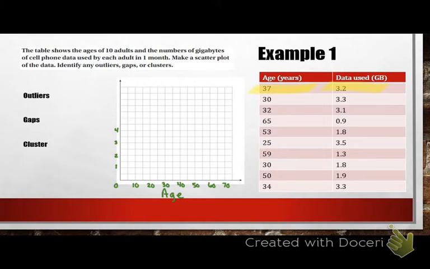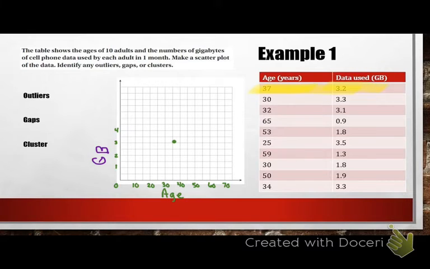This is gigabytes, right? This is data. Hold on, I have the highlighter. I'll just do GB for gigabytes. That's a terrible B. It's hard to write sideways. Okay, that was a little bit better. So those are gigabytes, and then I have my age across the bottom. So I'm going to plot my first ordered pair, which is the 37-year-old that used 3.2 gigabytes of data.